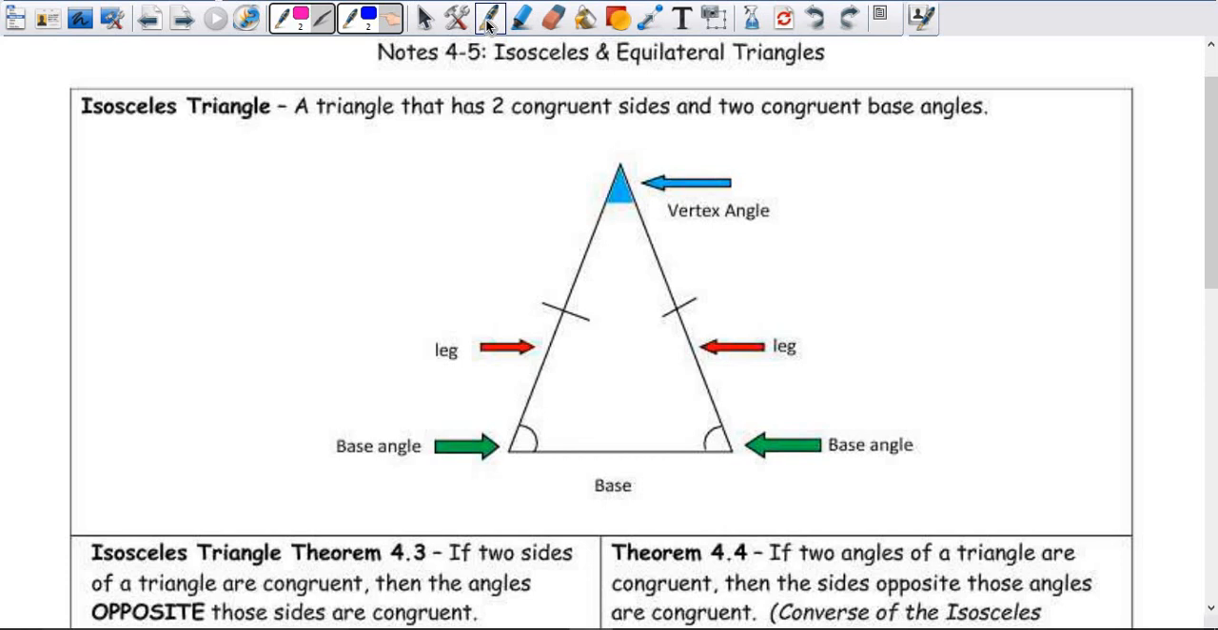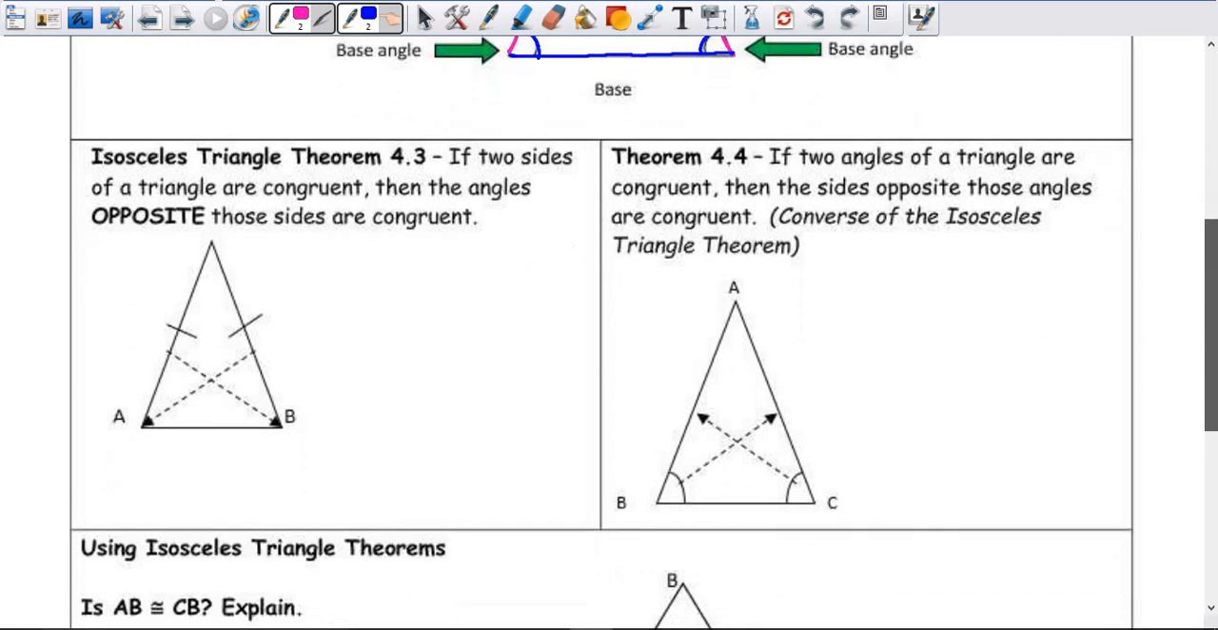So if we're looking at this isosceles triangle, these right here are the legs of your triangle, and they should be congruent as they are marked right here. And then your base is the side at the bottom where you have base angles that are congruent. Okay? So your base angles are touching your base, and those are congruent when your legs are congruent, which is what we'll go over right here.